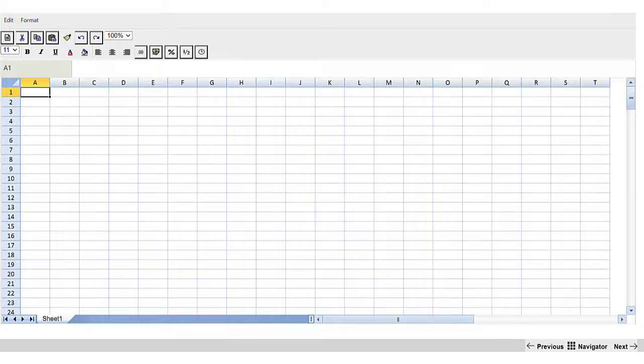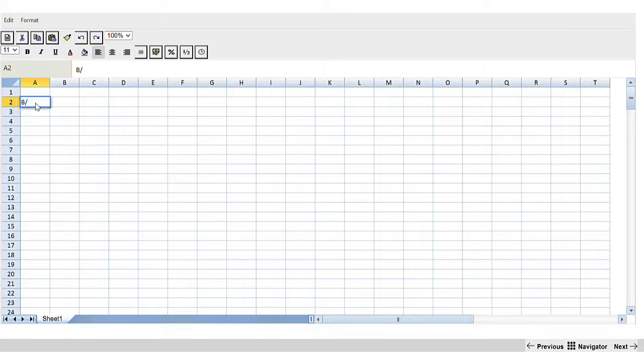You won't be given a blank Word style document. You will be given a spreadsheet, an Excel style document, and the functionality is similar to Excel, although obviously it does not have as much functionality as a standard Excel document would have. So I'll start off with my brought forward figures. Let's make sure that we put that in the right place.